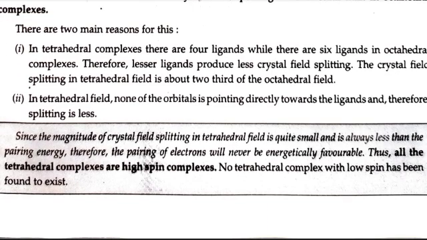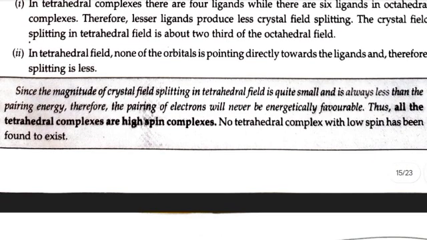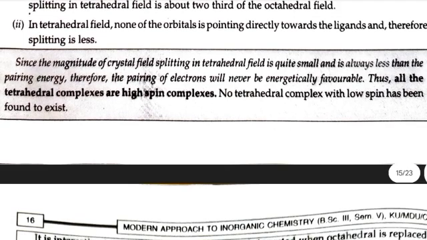In a tetrahedral field, none of the orbitals is pointing directly towards the ligands and therefore splitting is less. Since the magnitude of crystal field splitting in a tetrahedral field is quite small and is always less than the pairing energy, the pairing of electrons will never be energetically favorable. Thus all tetrahedral complexes are high spin complexes. No tetrahedral complex with low spin has been found to exist.